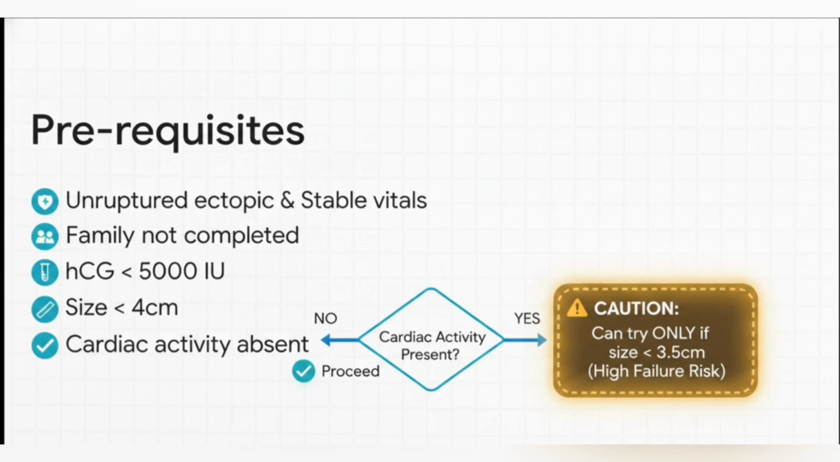First, it's got to be an unruptured ectopic. The patient's vitals got to be stable. Family is not completed. The beta-HCG must be less than 5,000 IU, and the sac size has to be less than 4 centimeters. Also, cardiac activity should be absent. But wait, here is a massive clinical pearl for you. If cardiac activity actually is positive, is that an absolute contraindication? Bilkul nahi. Provided the size is less than 3.5 centimeters, you can still try, but just keep in mind that the risk of failure goes up significantly.